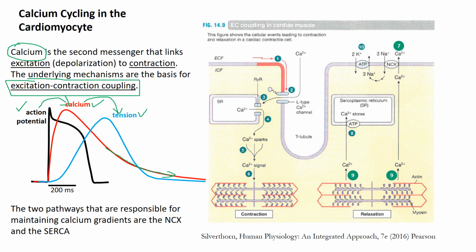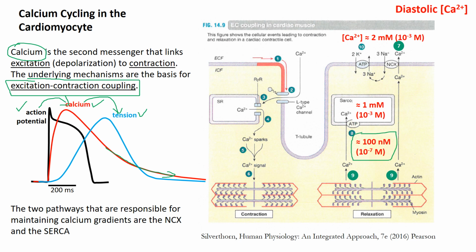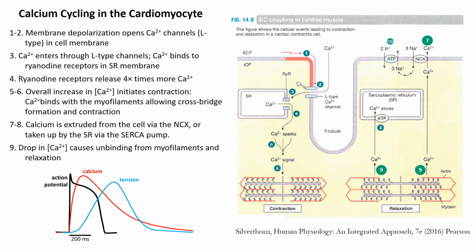Now, under resting conditions, calcium is really low in the cytoplasm, maybe 100 nanomolar. The free calcium concentration outside the cell and inside the SR are on the order of a millimolar or two. So that's a 10,000-fold concentration difference. Remember that big calcium gradient is maintained by the NCX and the SERCA. And now let's walk through the whole process.